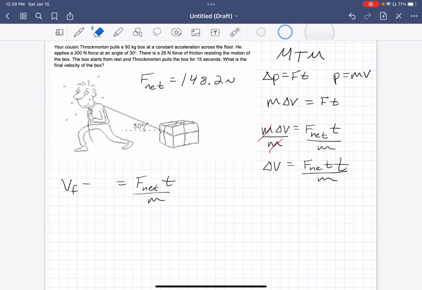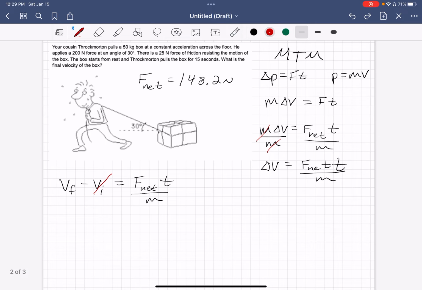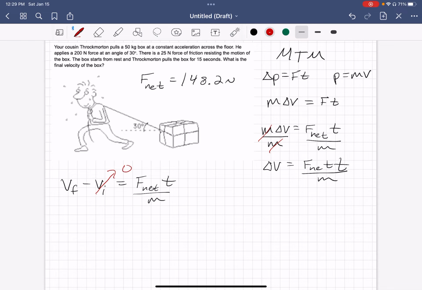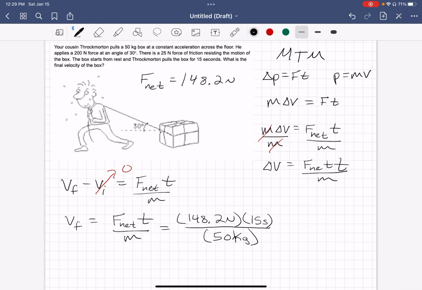Now, this initial velocity is equal to 0 because we're told the box starts at rest. So this simplifies to my final velocity in this case is the net force times the time divided by the mass. So now I'm ready to plug in some numbers. My net force is 148.2 newtons. My time is 15 seconds because that's how long Throckmorton pulls that box for. And the mass of the box is 50 kilograms.